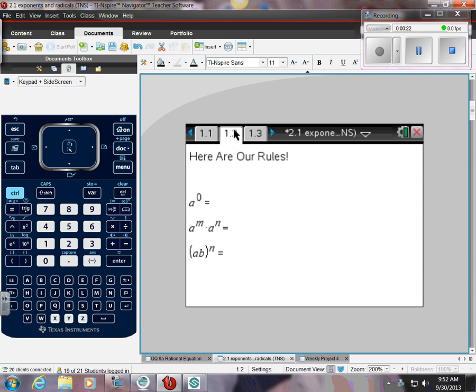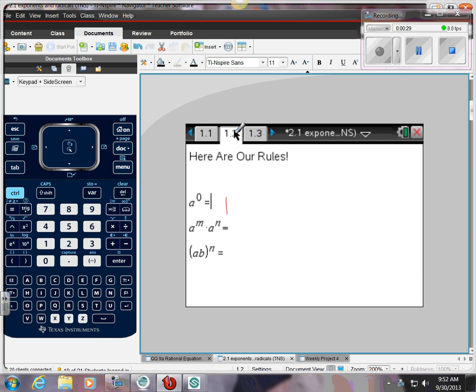Anything to the 0 power is 1. Anything to the 0 power is 1. Okay. When I multiply common bases, what do I do with their exponents? Yes, a to the m times a to the n becomes a to the m plus n. You add those exponents.